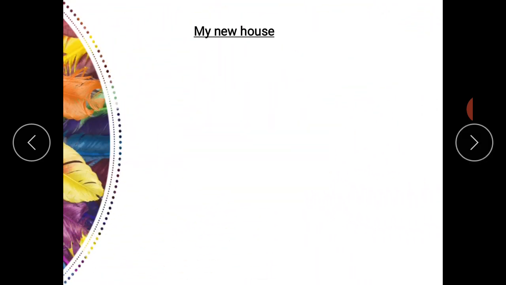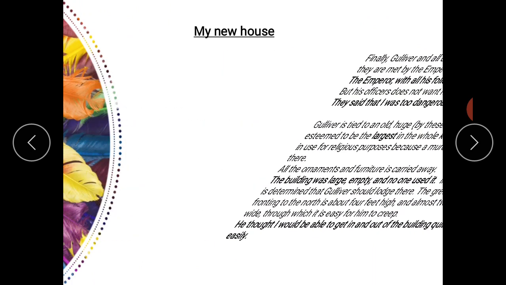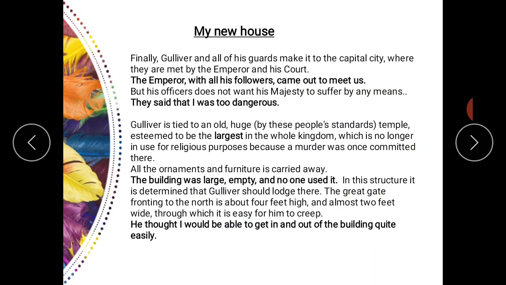My new house. And what was his new house? Obviously the temple that you have seen right now in the picture. Finally, Gulliver and all of his guards make it to the capital city, where they are met by the emperor and his followers, his court.